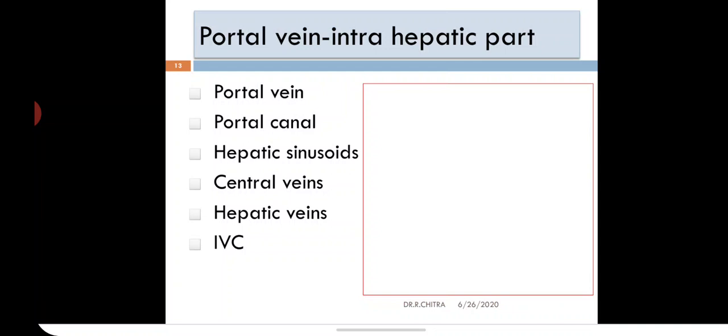Now the intrahepatic part. They will enter respectively as right and left branches. They will enter the physiological right and left lobes of the liver. So this portal vein will drain into the portal canal, then into the hepatic sinusoids. From there the central veins will start, so that they will reach the hepatic veins. The hepatic veins will be arranged in two groups, upper group and lower group, and they will pass through the groove for the inferior vena cava to drain into the inferior vena cava. So this is the chart of the intrahepatic part.